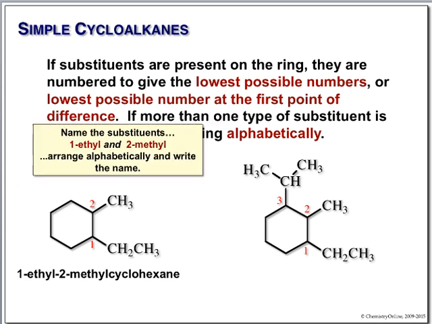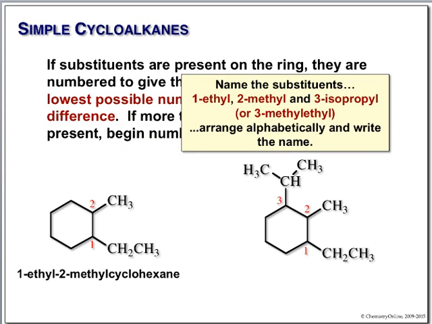For our second one here, we have a 1-ethyl, we have a 2-methyl, and we have a 3-isopropyl. Remember, we could also name that as a methyl ethyl, okay? But we'll just call it isopropyl here. Again, we're going to arrange them alphabetically. Our parent is cyclohexane, 1-ethyl, 3-isopropyl, 2-methyl, cyclohexane.